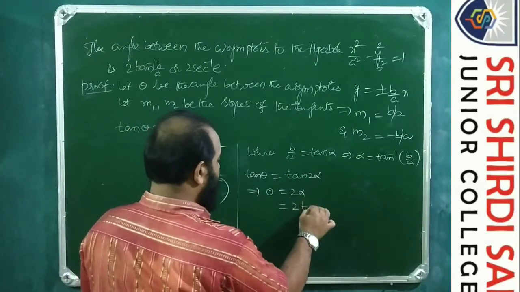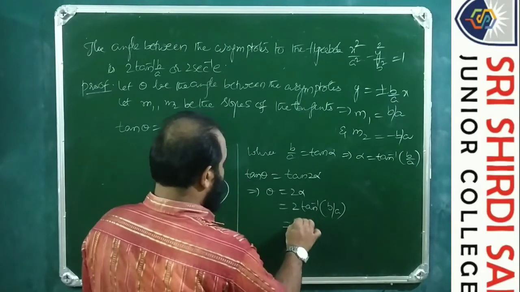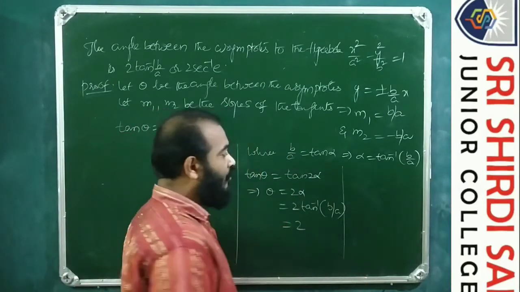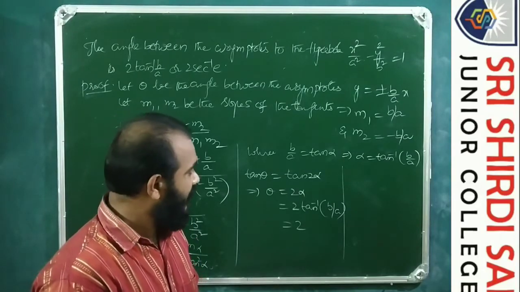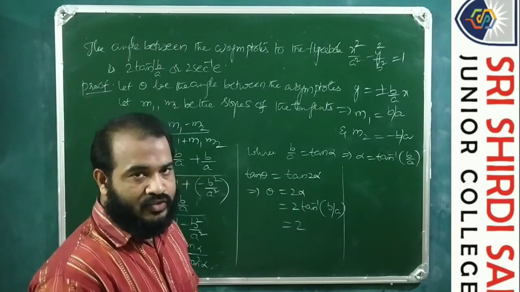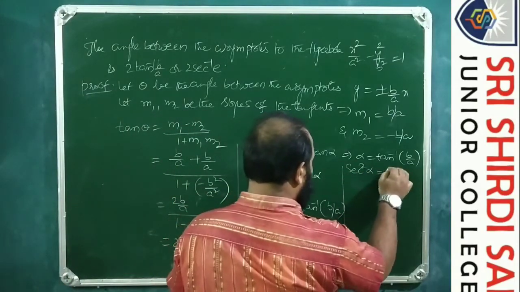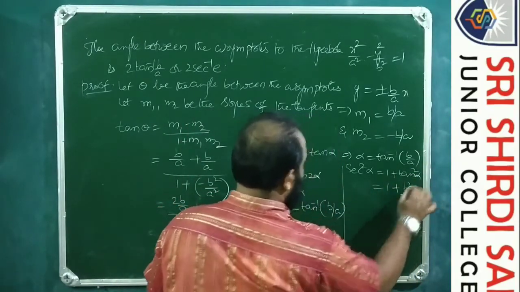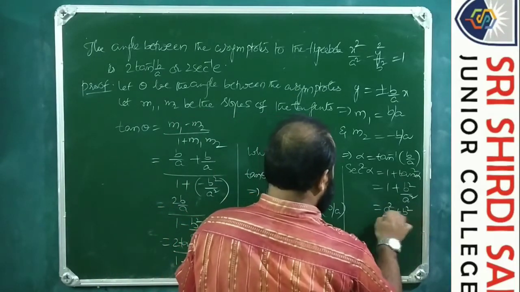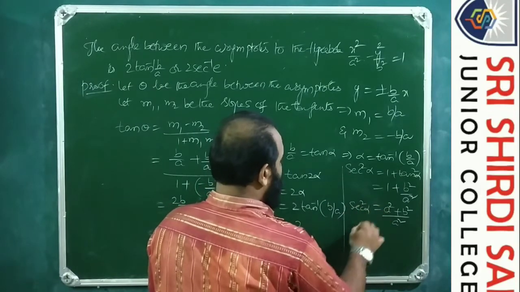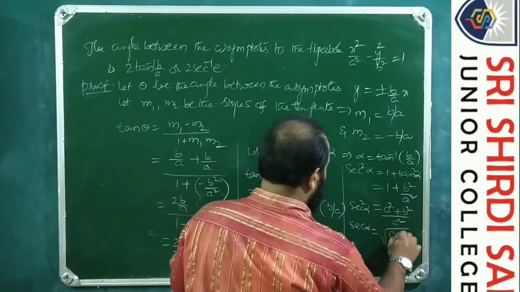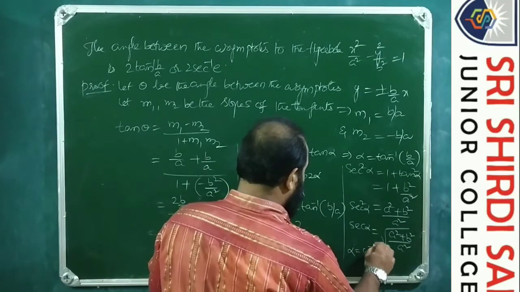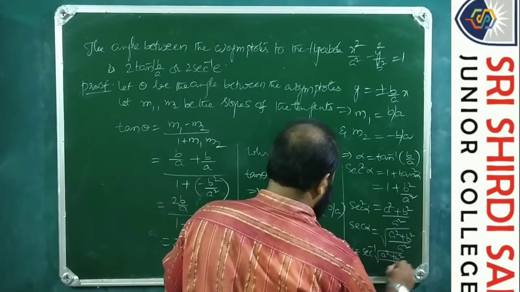So 2 into alpha, where alpha is tan inverse b by a, and tan alpha is b by a. Then we have secant square alpha minus tan square alpha equals 1. So secant square alpha equals 1 plus tan square alpha, which is 1 plus b square by a square, that is a square plus b square by a square. So secant alpha equals square root of (a square plus b square) by a square. So alpha equals secant inverse square root of (a square plus b square) by a square.